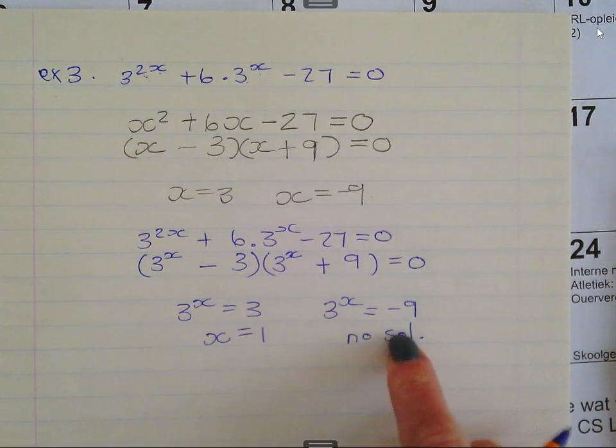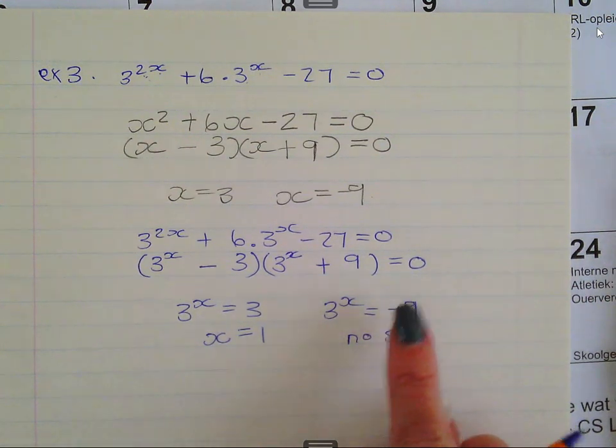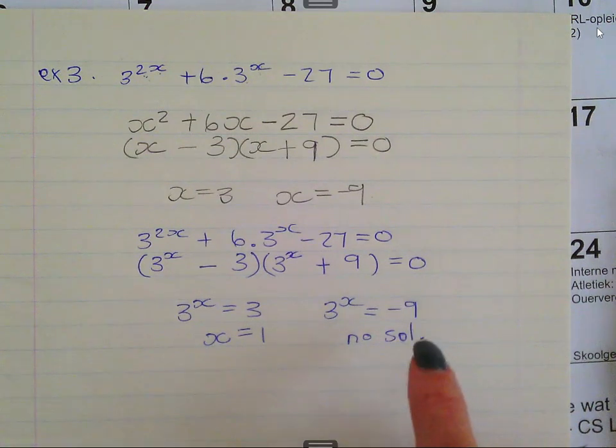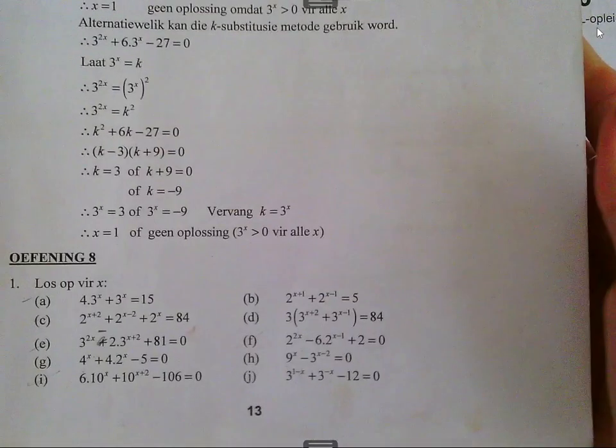But understand why. Don't just decide that anywhere you get a negative, it can't be a solution. This has no solution because negative 9 cannot be written as 3 to the power of something. Okay. So is that hard? No. But if you look at these sums, it looks hard.